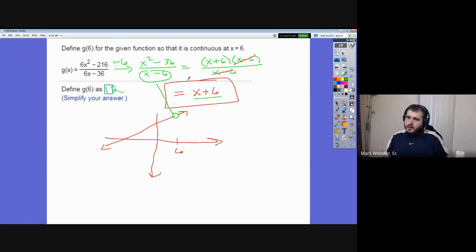Basically, what we're going to do when we are given these directions, define g of 6 for the given function so that it's continuous at x equals 6, is basically redefine the function so the hole is gone, right? And then just plug it in.